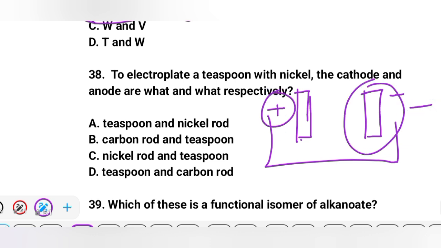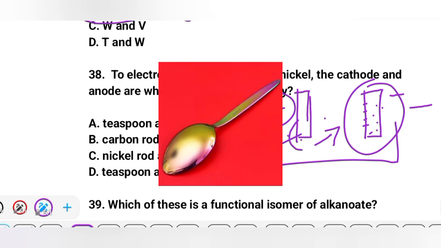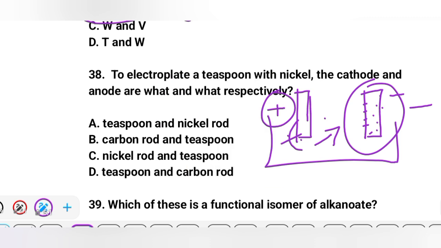So that means the positive side must be nickel. That's the anode. The cathode, which is the negative side, must be where the spoon will be. So when the nickel is depleting or breaking down, it will move to the cathode and cover the spoon. Then the spoon will look shiny at the end of the electrolysis process. So take note of that: the anode must be nickel, while the cathode will be the spoon, which is what you want to electroplate.